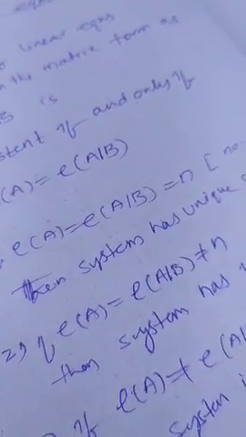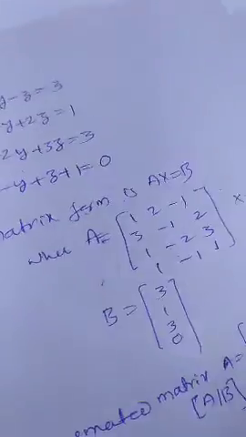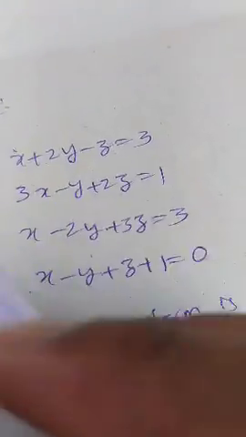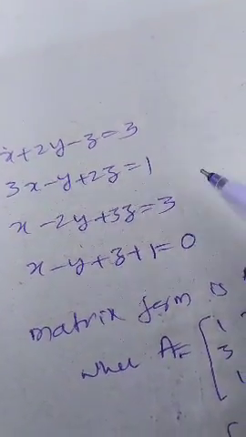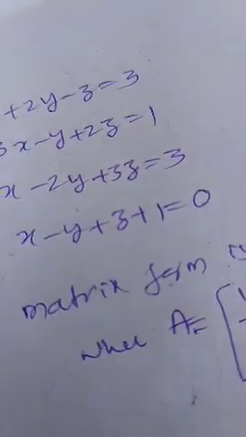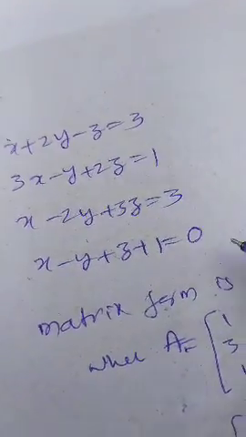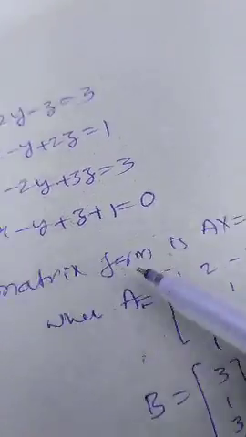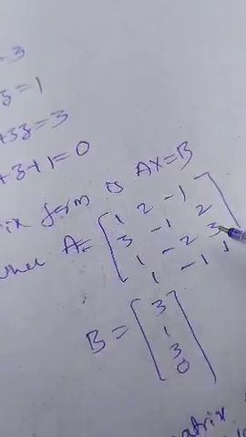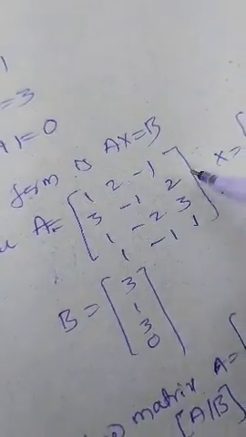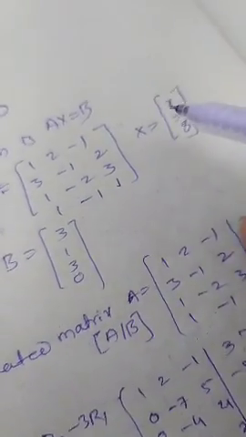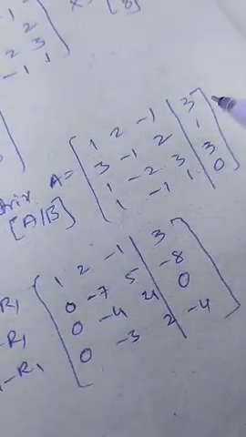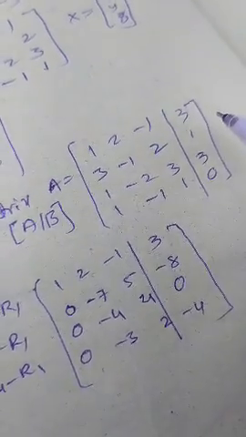Now let us do some example problems. First example: we have to check the consistency of this system of equations, and if it is consistent, then we have to solve these equations. So we have four equations. I am writing in matrix form, where A is a 4 by 3 matrix and B is the constant matrix. This is the variable matrix. Now write the augmented matrix; I inserted the B matrix here.